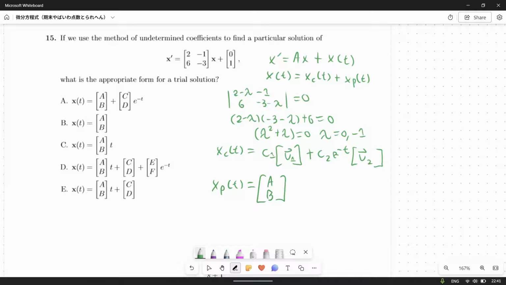And then comparing that to our complementary solution, we can see that we do in fact have a conflict. You can see we have a conflict here, because this is also just a constant vector. And so as a result, our guess is not going to be linearly independent with our complementary solution. So we're also going to have to attach a t to this. Now, the next thing we have to do is we need to add another constant vector, so c and d or something like that.